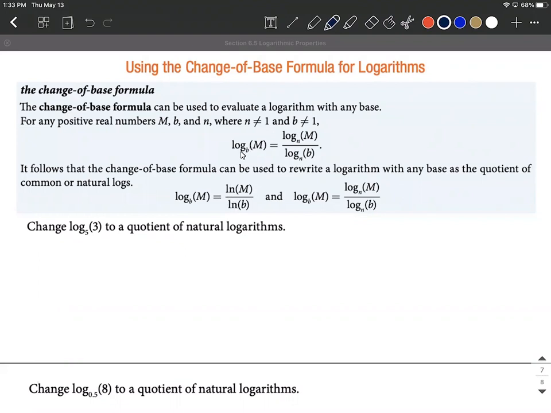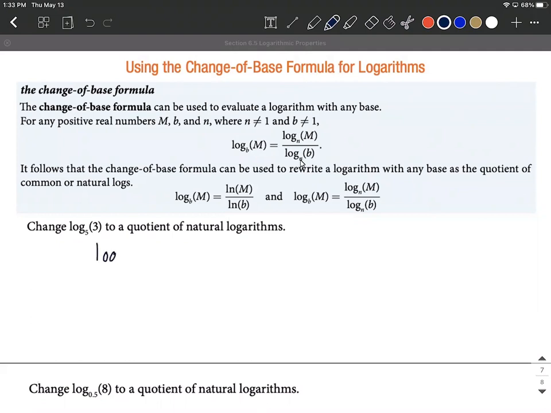So this formula allows us to switch from whatever base we're given from the original into whatever chosen base we want, usually log base 10 or log base e, so we can use our calculators. Let me first explain where this comes from though, before we just plug in and do a couple examples and get decimal approximations.